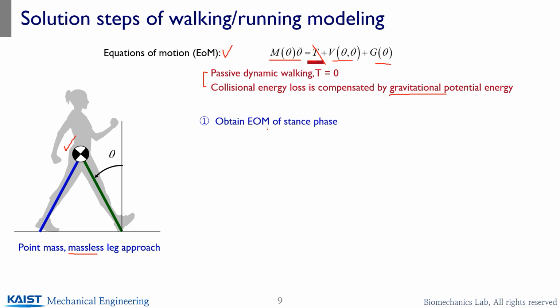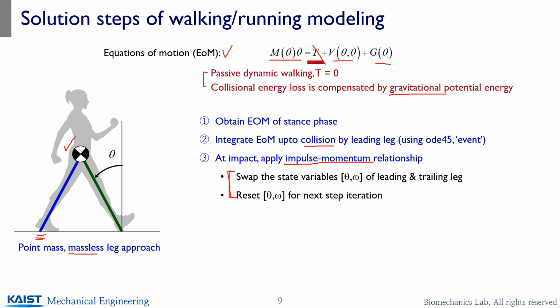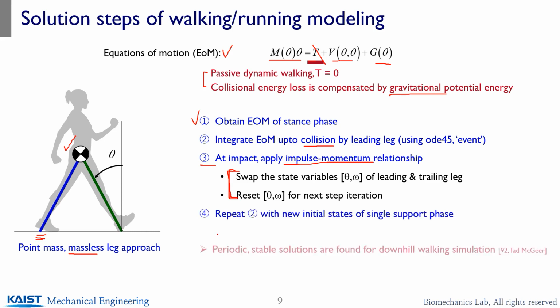The very first step is to obtain the equations of motion for the stance phase. The stance phase is when your leg is in contact with the ground, and you integrate those equations of motion up to the collision, before you switch the step from the left leg to the right leg, or the leading leg and the trailing leg, or the blue leg and the green leg here. At the impact, as I mentioned before, we apply the impulse-momentum relationship. By doing so, I can swap the two legs, since a step-to-step transition occurs. Once I switch the leg, I come back to the original equations of motion, like a new step starts. I repeat this process over and over until I find a feasible periodic gait. Those are the basic steps of the solution for walking simulation, which I'm going to explain in more detail later.